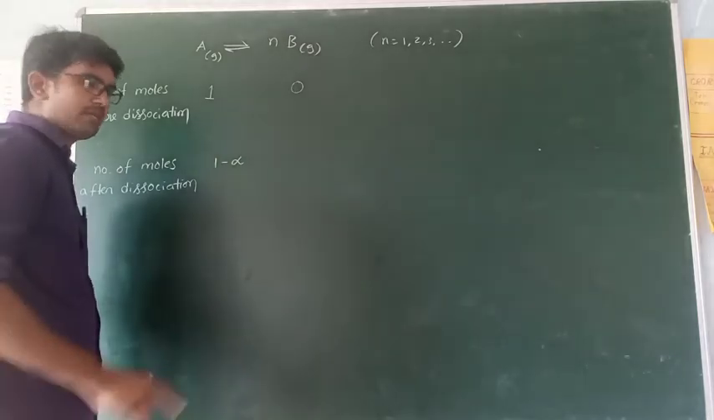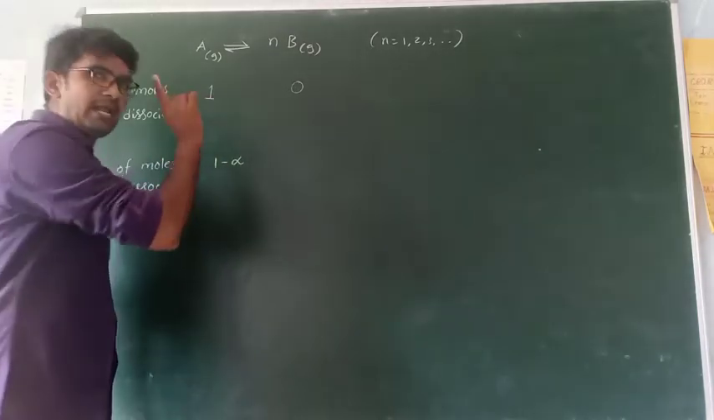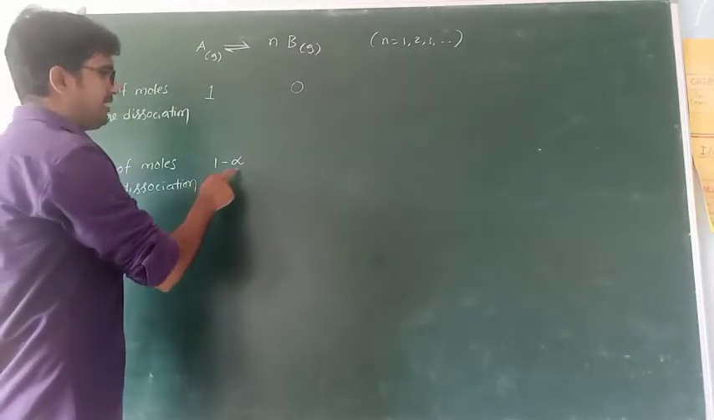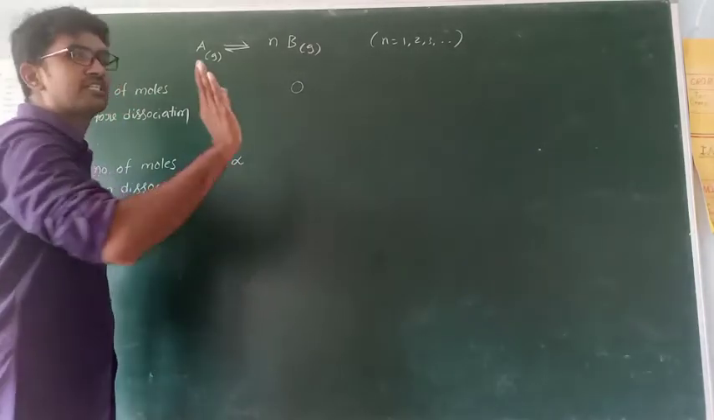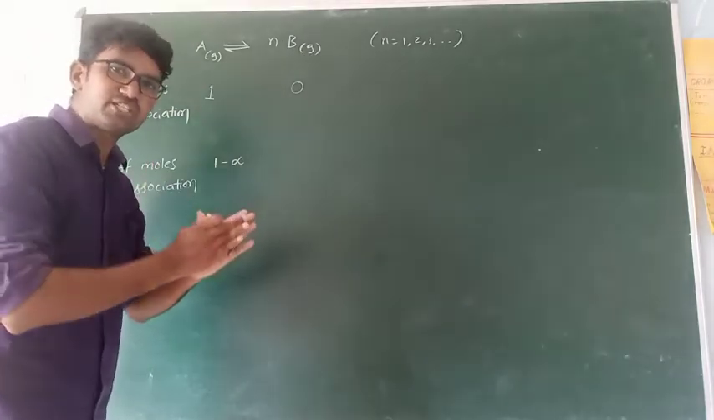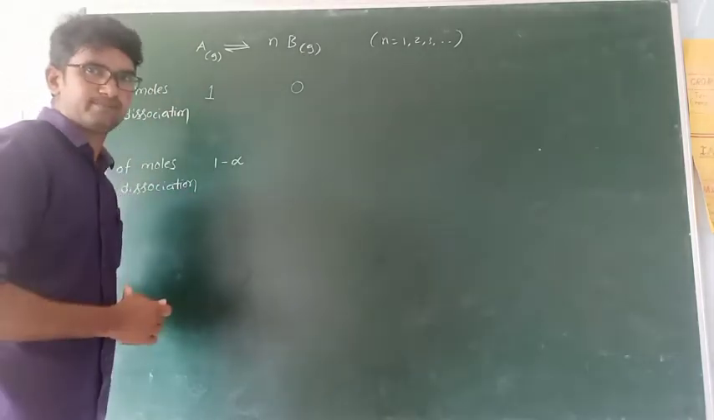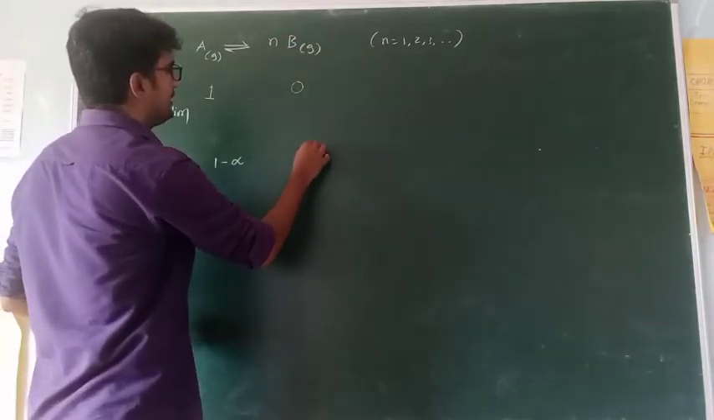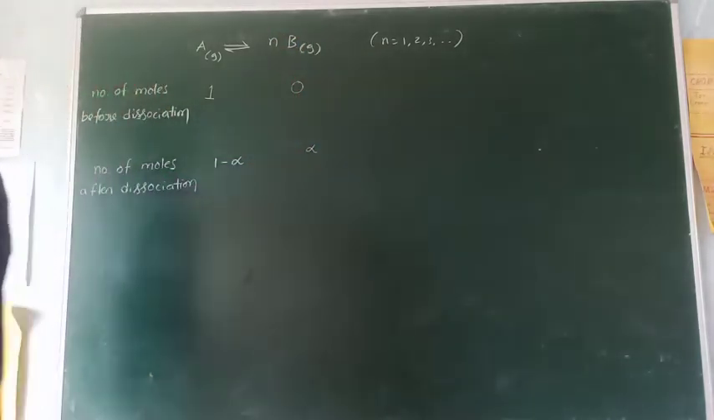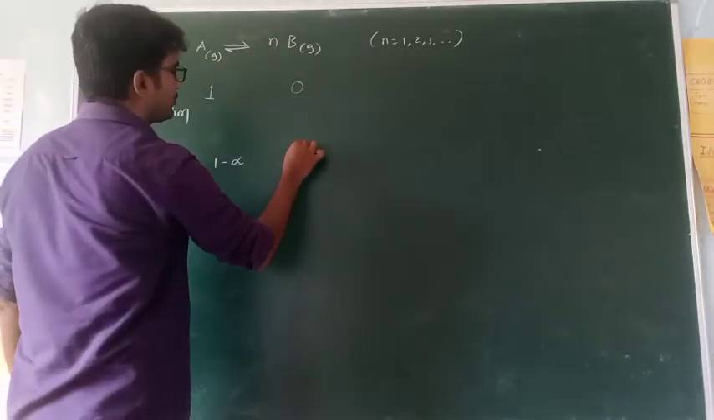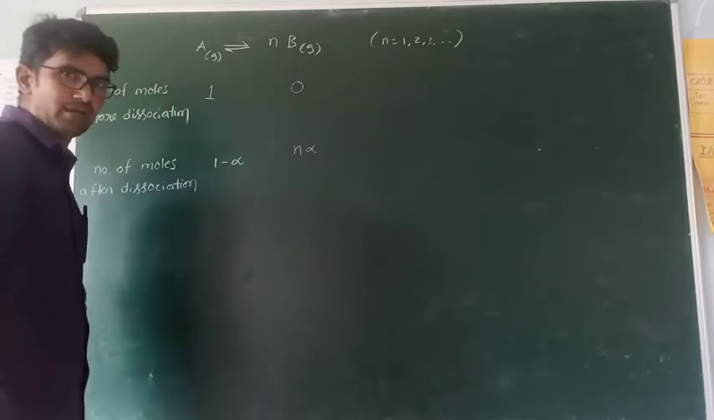After dissociation, for example, 1 minus alpha. 1 minus alpha means, for example, here 1 mole means 100%. In that 100%, alpha means, for example, 60% involved in the reaction, meaning dissociated into the products. Then how much product is formed? That is alpha we expected. But with n there, it is n alpha.